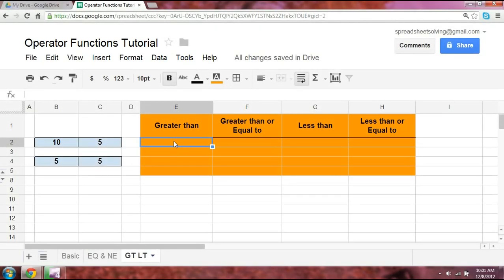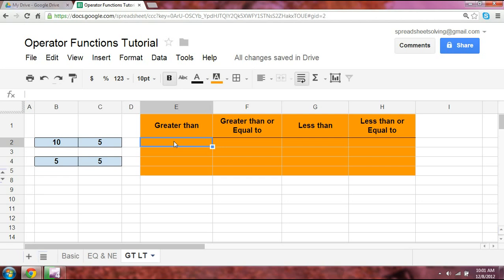Hi there, and welcome back to our series on operator functions. Today we're going to take a look at four of them. That is, we're going to look at the greater than, greater than or equal to, less than, and the less than or equal to. And we'll look at the two ways we can represent those.